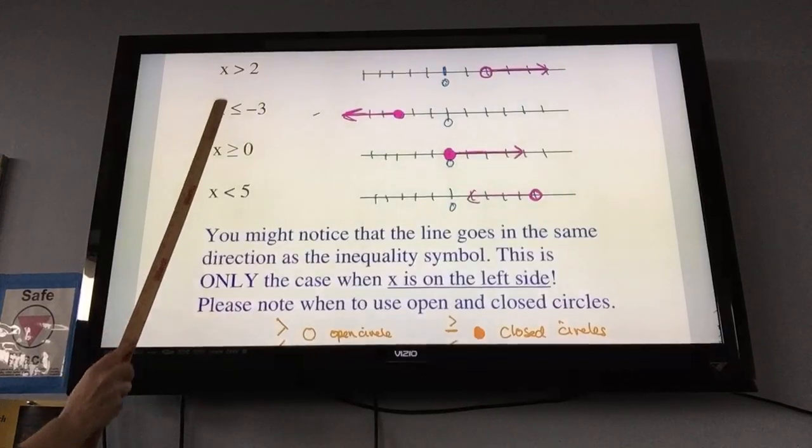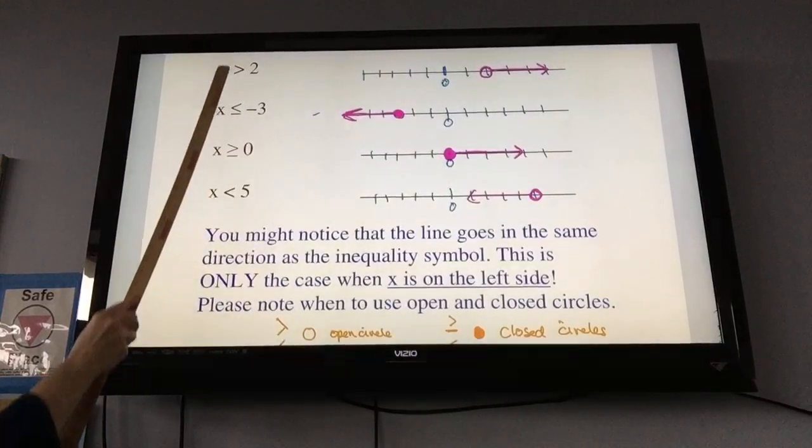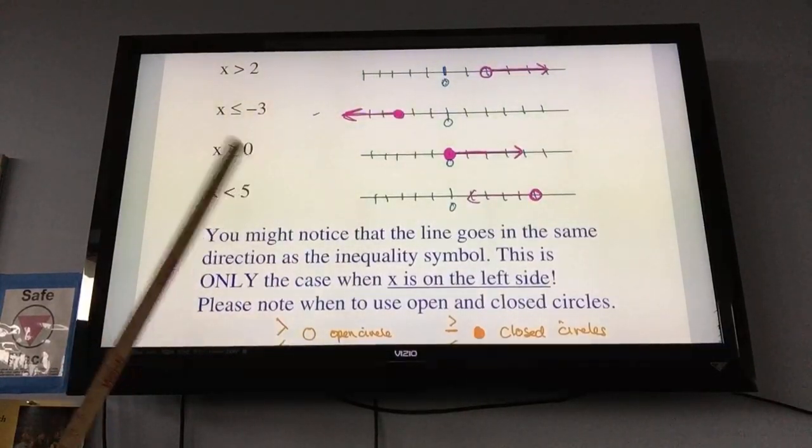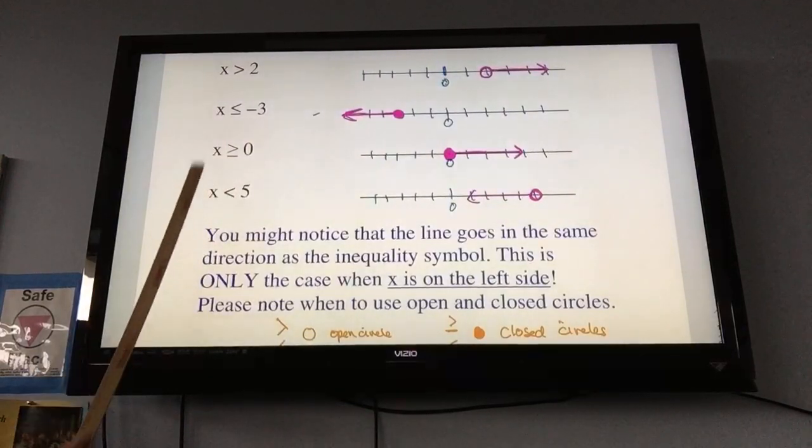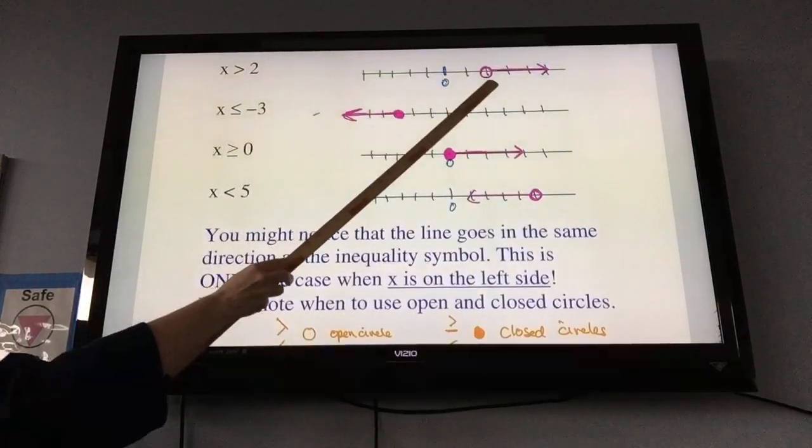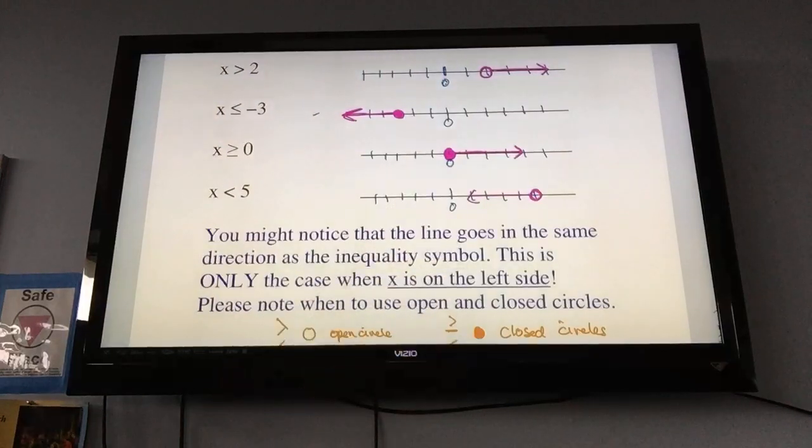If you have the X on the left side here, like all of my examples, this is why I like X on the left. If my X is on the left, then this is gonna happen. It's gonna go the same direction as your symbol points. So if it points to the right, your line goes to the right. If it points to the left, your line goes to the left. If X is on the left side, that's the only time that's gonna happen, okay? If X is on the right, that's the opposite then. Okay, so that's something to note.